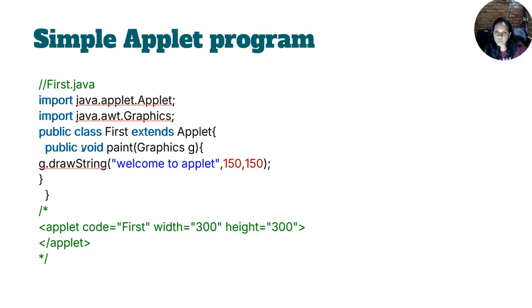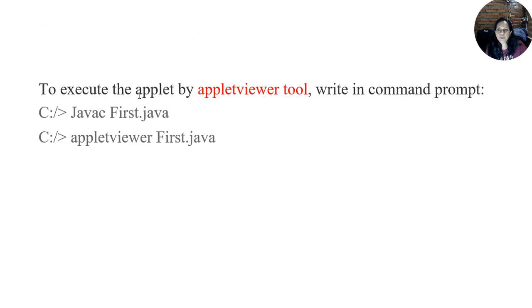It's not like a normal Java program in how we compile and execute. It's something different. To execute the applet by the applet viewer tool, first we will compile javac first.java and then run appletviewer first.java. We will be executing like this.